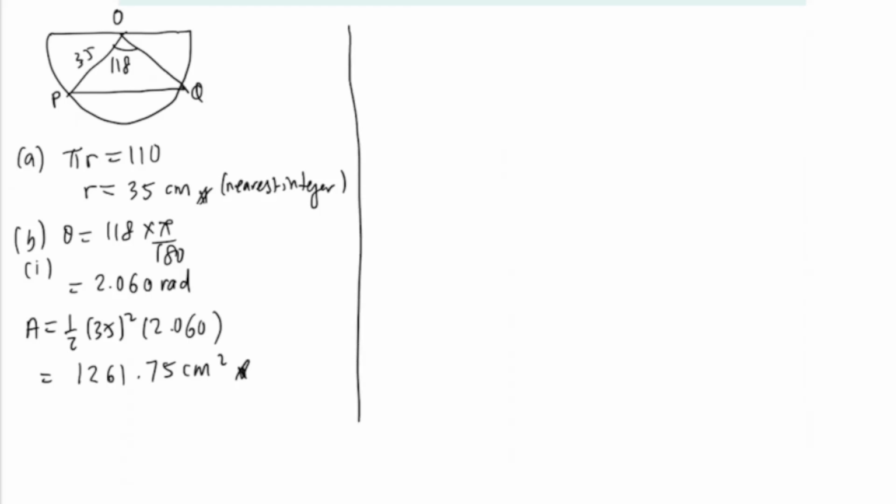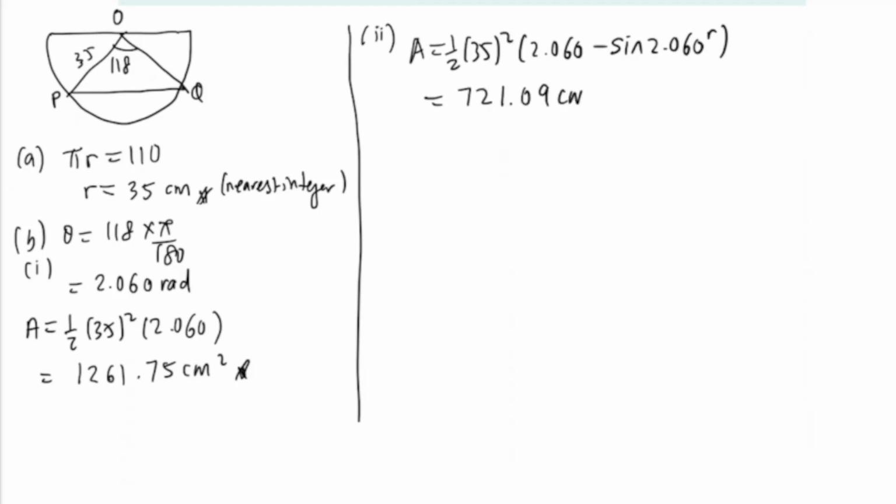Next, this is (b)(ii). What are we finding? We're finding the area of the shaded segment. I like the formula for the segment, which is half r squared times theta minus sin theta. Half r squared, your r is 35. Theta is 2.060, minus sine 2.060. But please use the calculator in radian mode. I got 721.09. I think the textbook again likes to split in the middle.